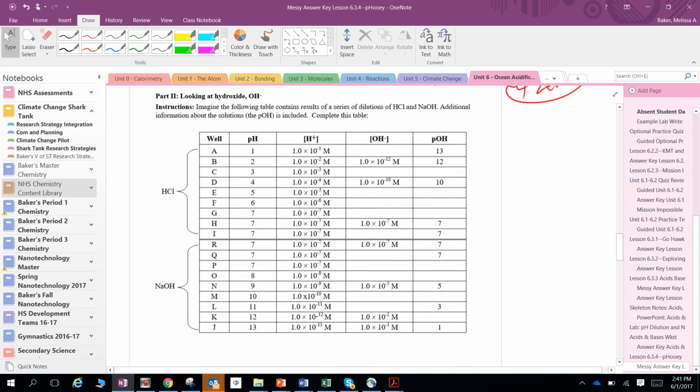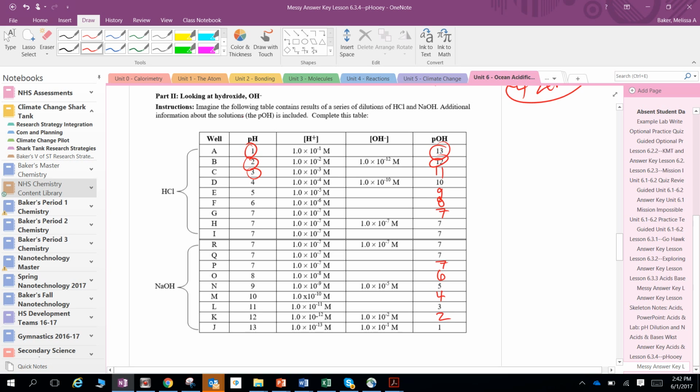Let's take a look at pH versus pOH. So basically they're opposites, and you can see that pH plus pOH is always equal to 14. So we can easily go in and write in these other missing numbers here. 5 plus 9 is 14, 6 plus 8, 7 plus 7, 7 plus 7, 8 plus 6, 10 plus 4, 12 plus 2.